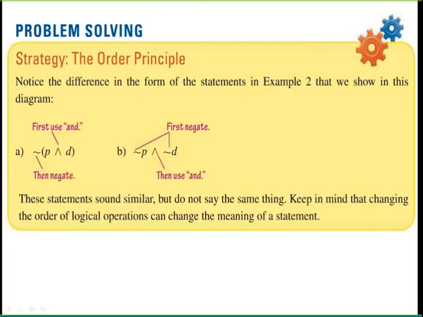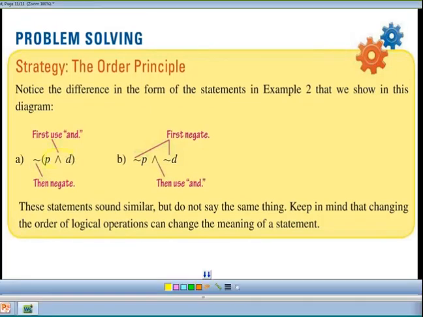So we've got order, and order matters, and we kind of noticed that on those previous statements that we were just looking at. The difference in form of these two here, we've got the use of our symbolic language here. Notice the inside here needs to be done first. It's saying the P and D, and then whatever you do with that, take the negation of it. And this one's saying you take the negation first, and then use the and.